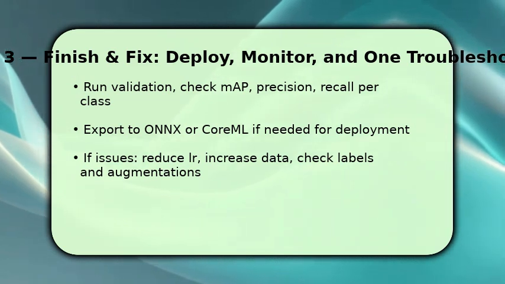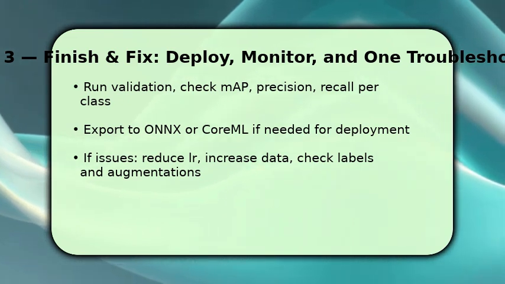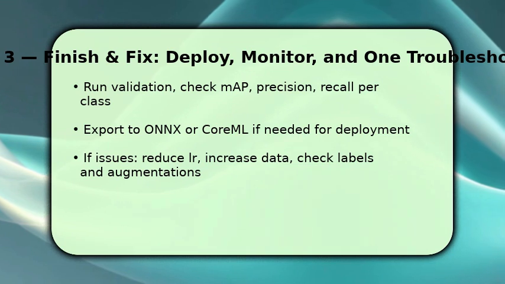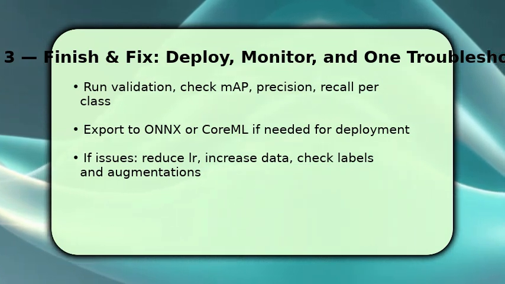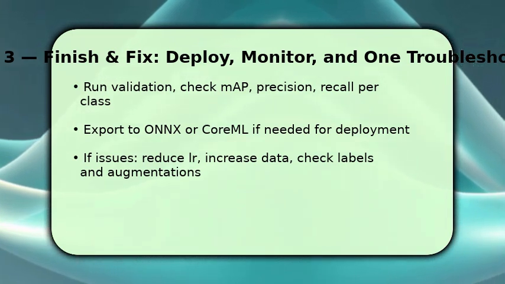If results are poor, try one key troubleshooting tip. Reduce the learning rate and add more varied training data. Also double-check labels for misalignments and remove extreme augmentations that distort objects. This fixes most training issues.